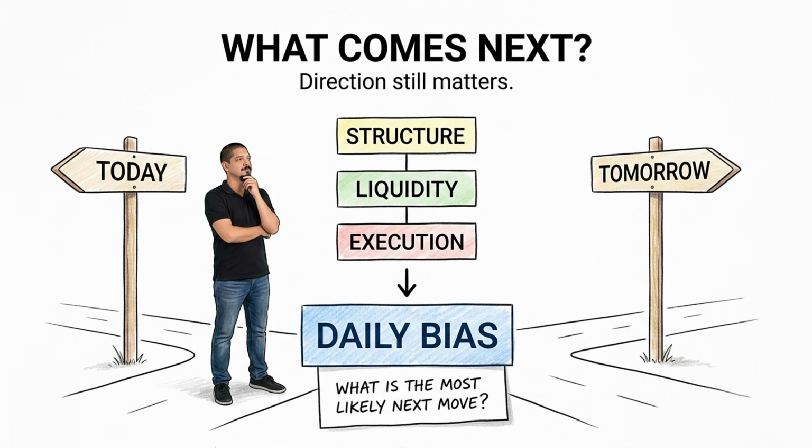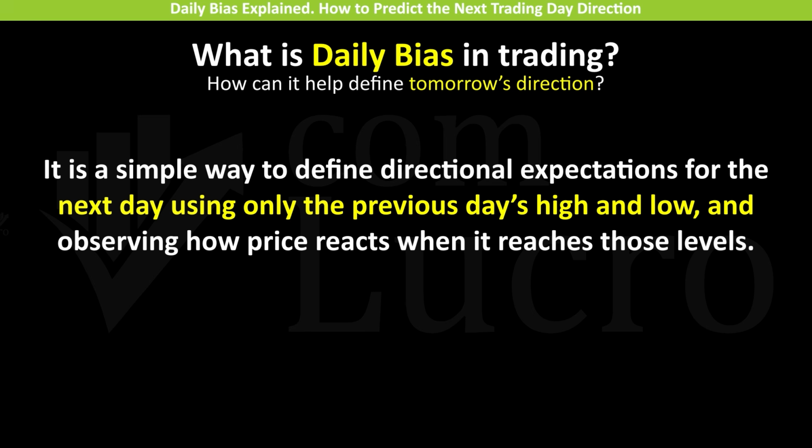But even with a strong framework for structure, liquidity, and execution, traders still need a way to anticipate the most likely direction for the next trading session. This is where the concept of daily bias comes in. The daily bias is exactly what it sounds like. It is a simple way to define directional expectations for the next day, using only the previous day's high and low, and observing how price reacts when it reaches those levels.